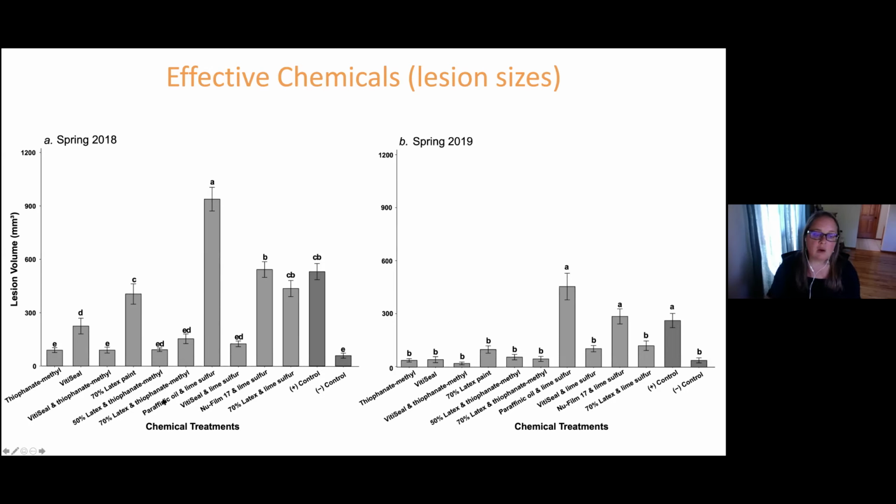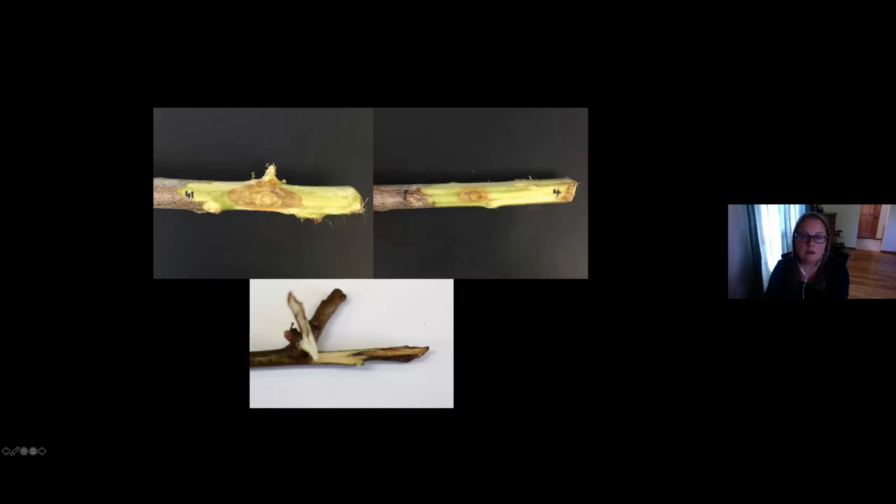Latex paint again worked both years, but we were checking these cankers at 2 months post inoculation. One thing that did not work very well was oil with lime sulfur. That was another option that organic growers had been utilizing, and it's not very effective. And then new film also wasn't very effective, as you can see here. Any questions so far? No? Okay.